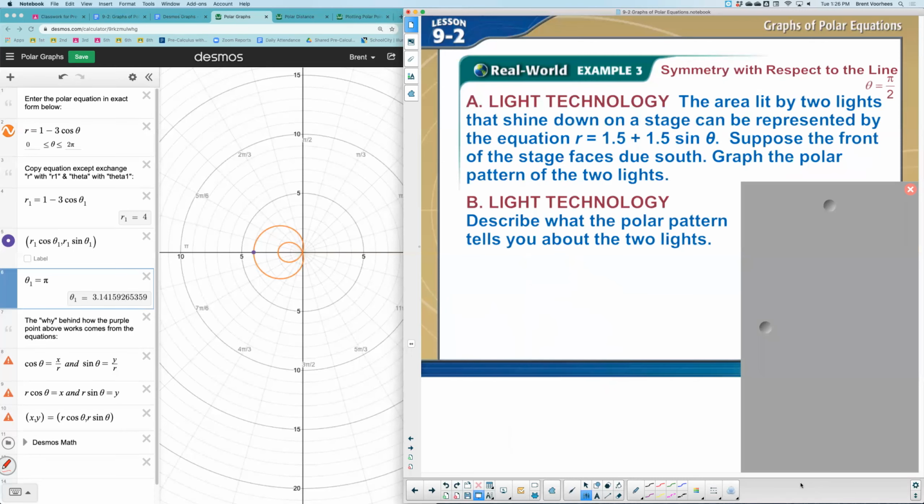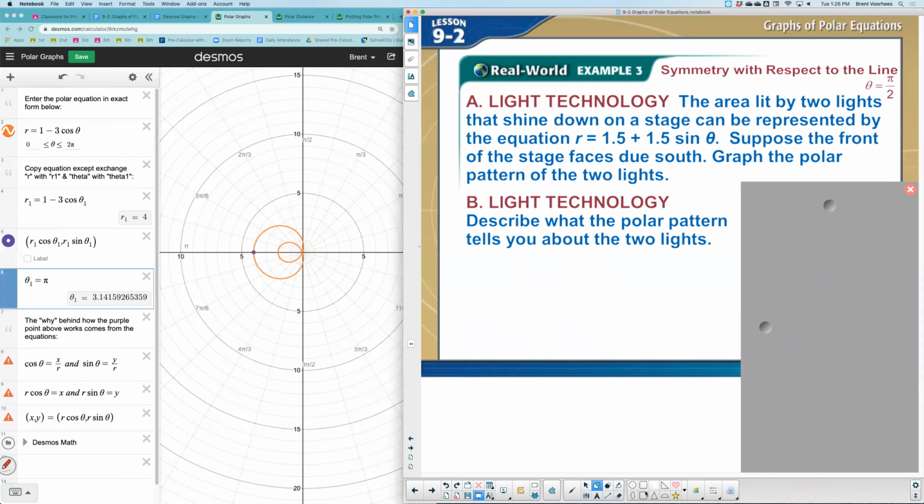So now let's take a look at example 3 here. It says the area lit by 2 lights that shined on a stage can be represented by the equation r equals 1.5 plus 1.5 sine theta. Suppose the front of the stage faces due south. Graph the polar pattern of the 2 stage lights.